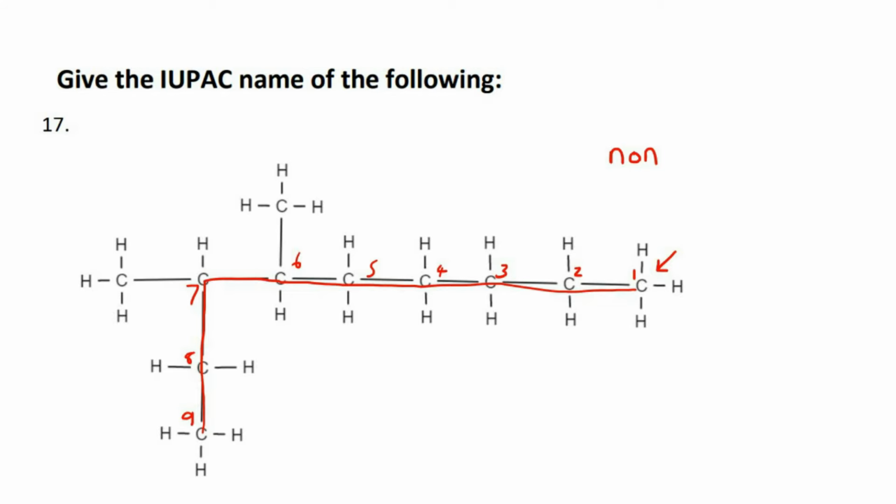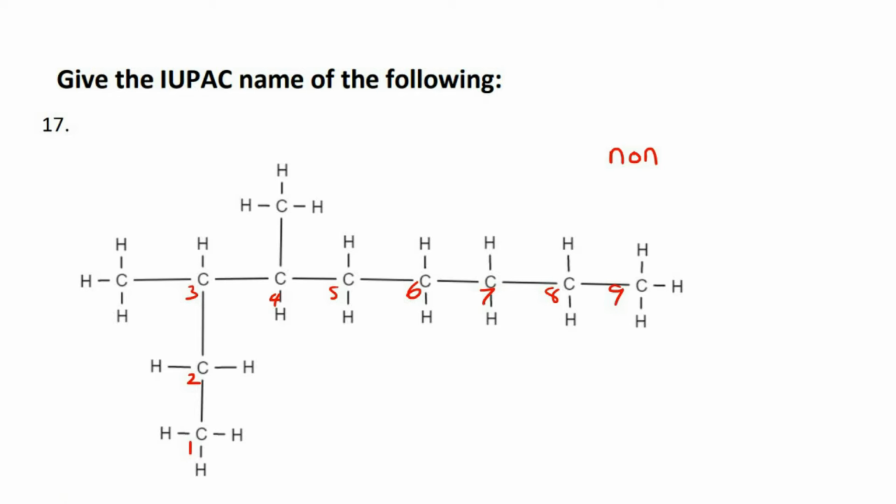If we did it like that, then the branches would be on carbon number 6 and carbon number 7. Now, if we rather had to name it from the left-hand side instead, then this would be carbon 1, carbon 2, 3, 4, 5, 6, 7, 8, 9. So now your branches are on carbon 3 and carbon 4. Because of that, the lower numbers, we are rather going to choose that.